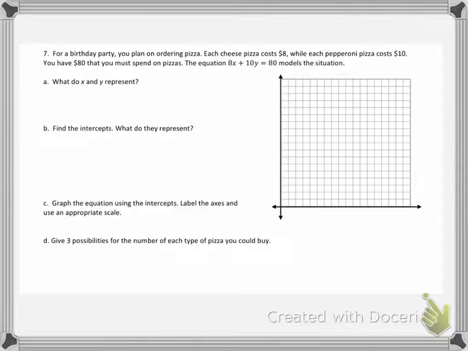The last problem here is the exact same idea. Birthday party, you're ordering pizza. Each cheese pizza costs $8. Pepperoni pizza costs $10. You have $80 to spend on the pizzas, and you've got your equation given to you. So, similar idea. X is associated with the $8 per cheese pizza, so the X would be the number of cheese pizzas. The Y is associated with the 10, which is the cost of the pepperoni pizza, so the Y is the number of pepperoni pizzas.